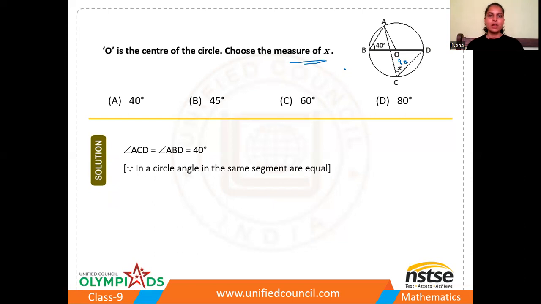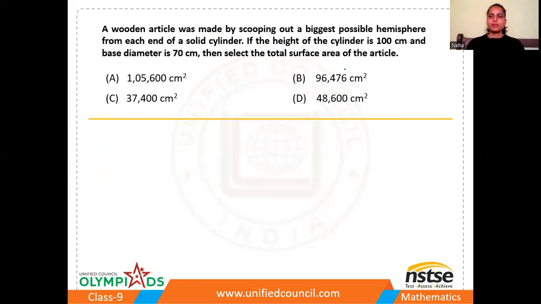Now let me proceed with the next question. Here is the next question. A wooden article was made by scooping out the biggest possible hemisphere from each end of a solid cylinder. If the height of the cylinder is 100 centimeter and base diameter is 70 centimeter, then select the total surface area of the article.